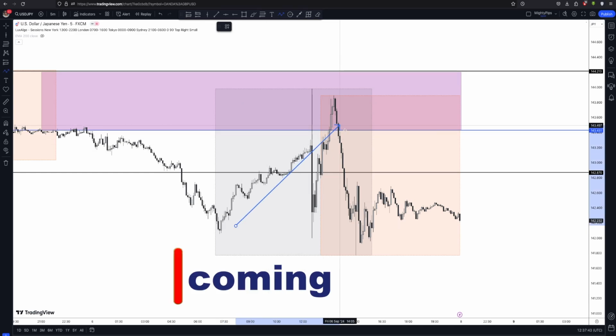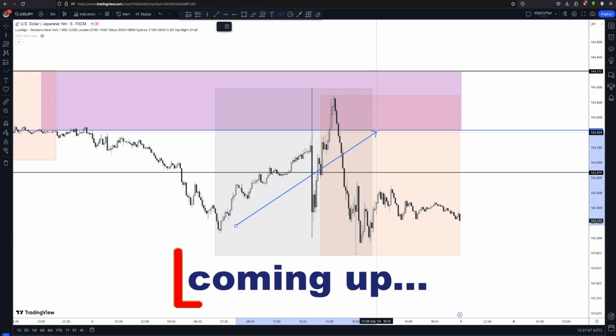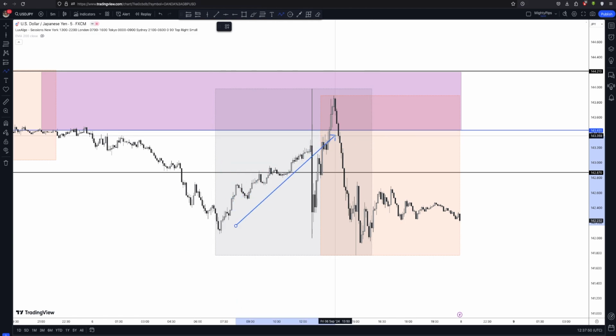Wait for the market to pull back above this blue line here. You can see this blue line here where the purple zone starts from. You want to wait for the market to pull up above.